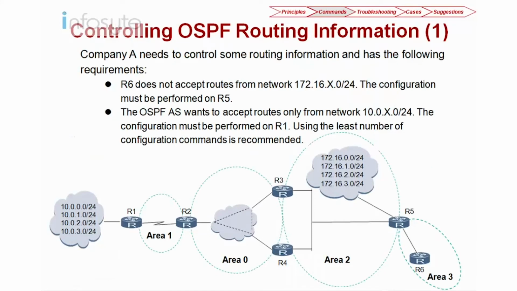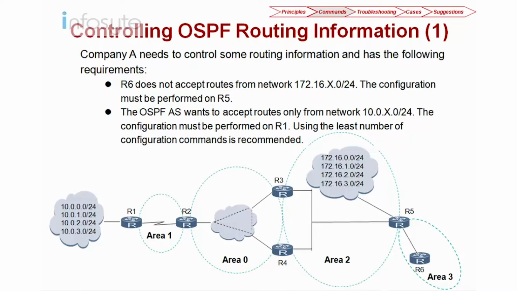Next is controlling the OSPF routing information. In this situation, router A, company A, needs to control some of the route information and has some requirements. R6 does not accept routes from the network 172.16.0.0/24. The configuration must be performed on R5, and the OSPF AS should accept routes only from the network 10.0.0.0, and the configuration must be done on R1. Using the least number of configurations is recommended.